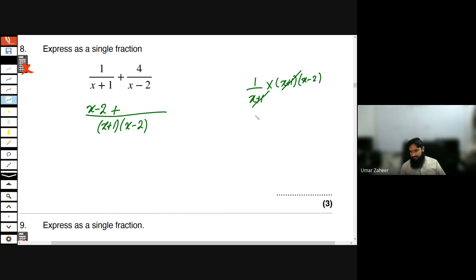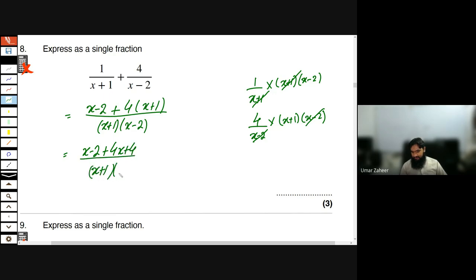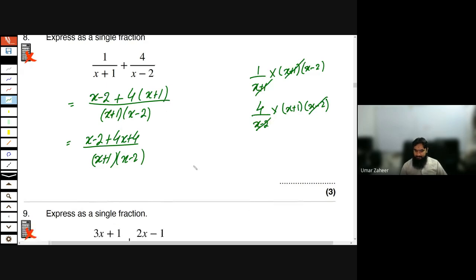Plus, take the second one, multiply by the LCM, x plus 1 into x minus 2. So x minus 2 will be cancelled out. You will get 4 times x plus 1. So x minus 2 plus 4x plus 4, divided by x plus 1 into x minus 2.